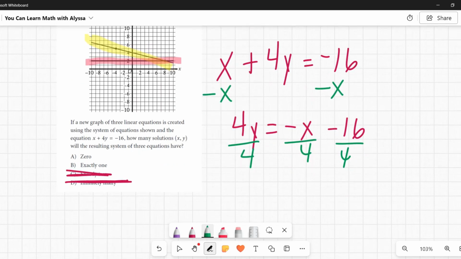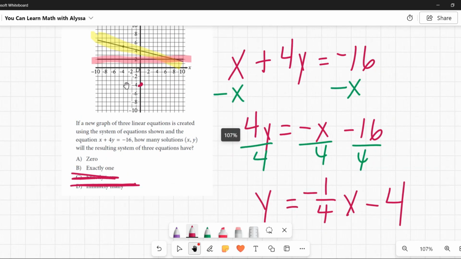And that is going to give me y equals negative x over 4, or negative 1/4 x. Negative 16 divided by 4 is negative 4. All right, so I've got a line that has a y-intercept of negative 4, and the slope is negative 1/4.